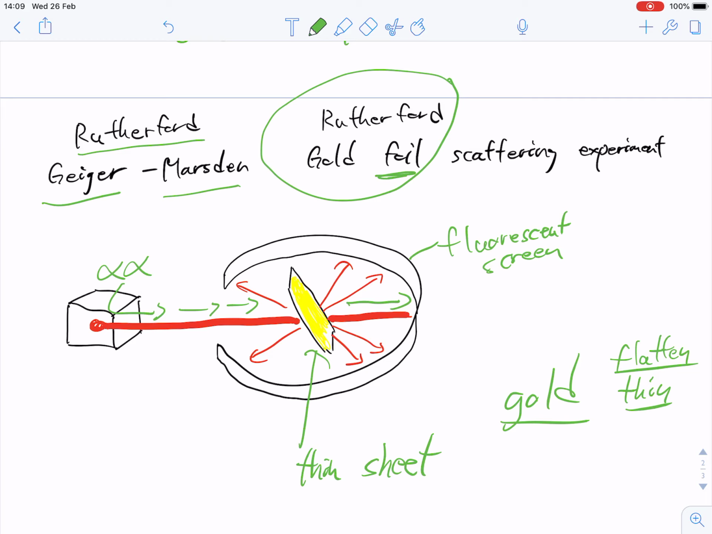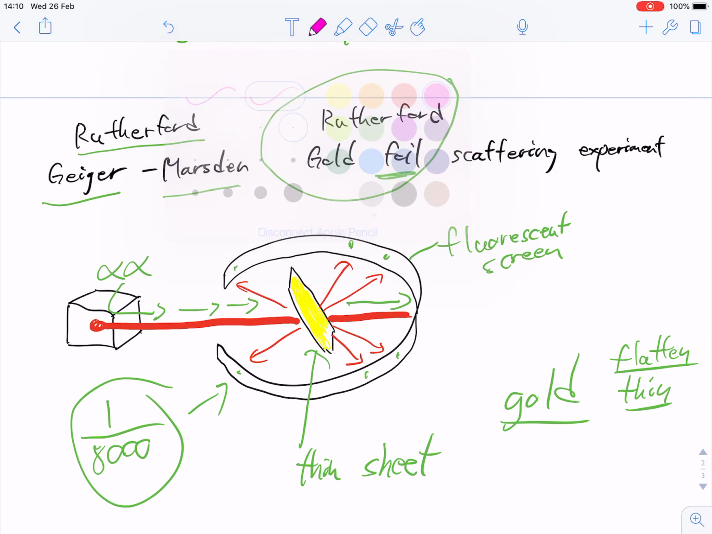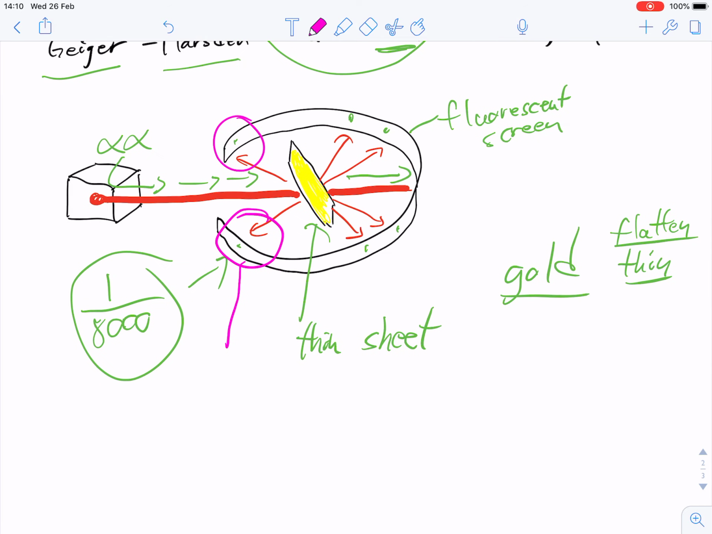And what they were able to detect on this particular screen was that they detected hits. Not very often. It was more like 1 in 8,000 alpha particles where they actually did detect a hit. And the most significant ones are these. I'm going to use a completely different color. These were actually the most significant ones.